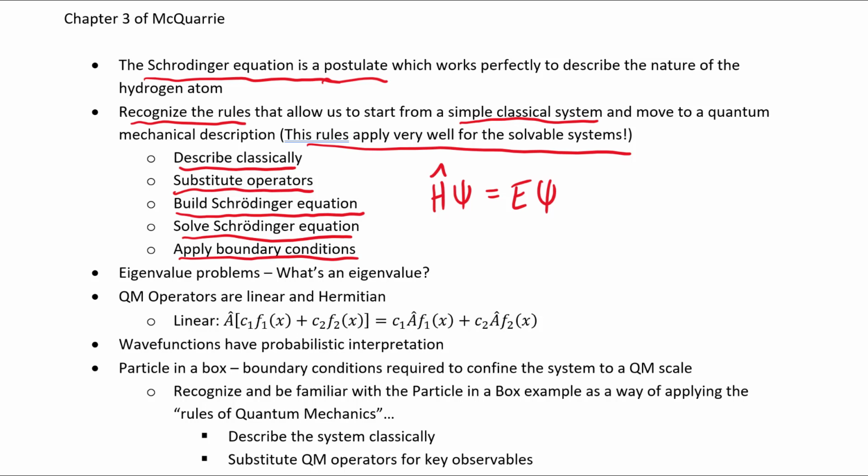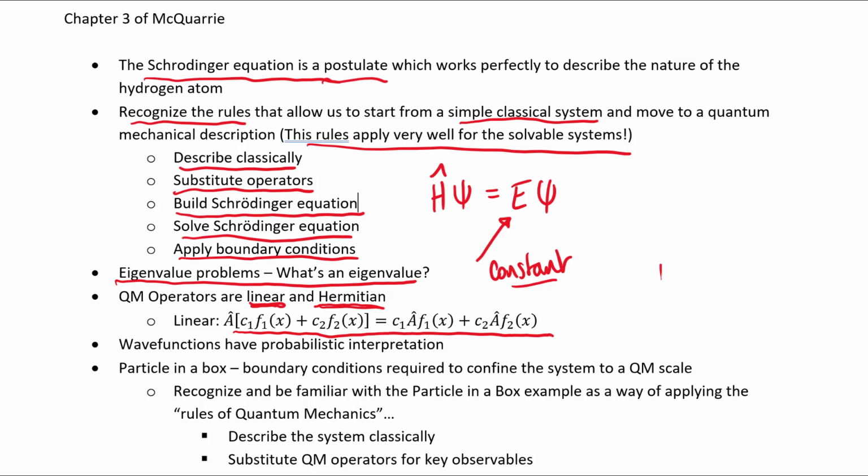So this does bring up the idea of eigenvalue problems and what is an eigenvalue. When we look at the Schrödinger equation, we do recognize that this eigenvalue is a constant. That's very important. Quantum mechanical operators, we're also told in this chapter, are linear. And here's an explanation of what a linear operator looks like. They're also Hermitian, and we go on to find out the importance of Hermitian operators.